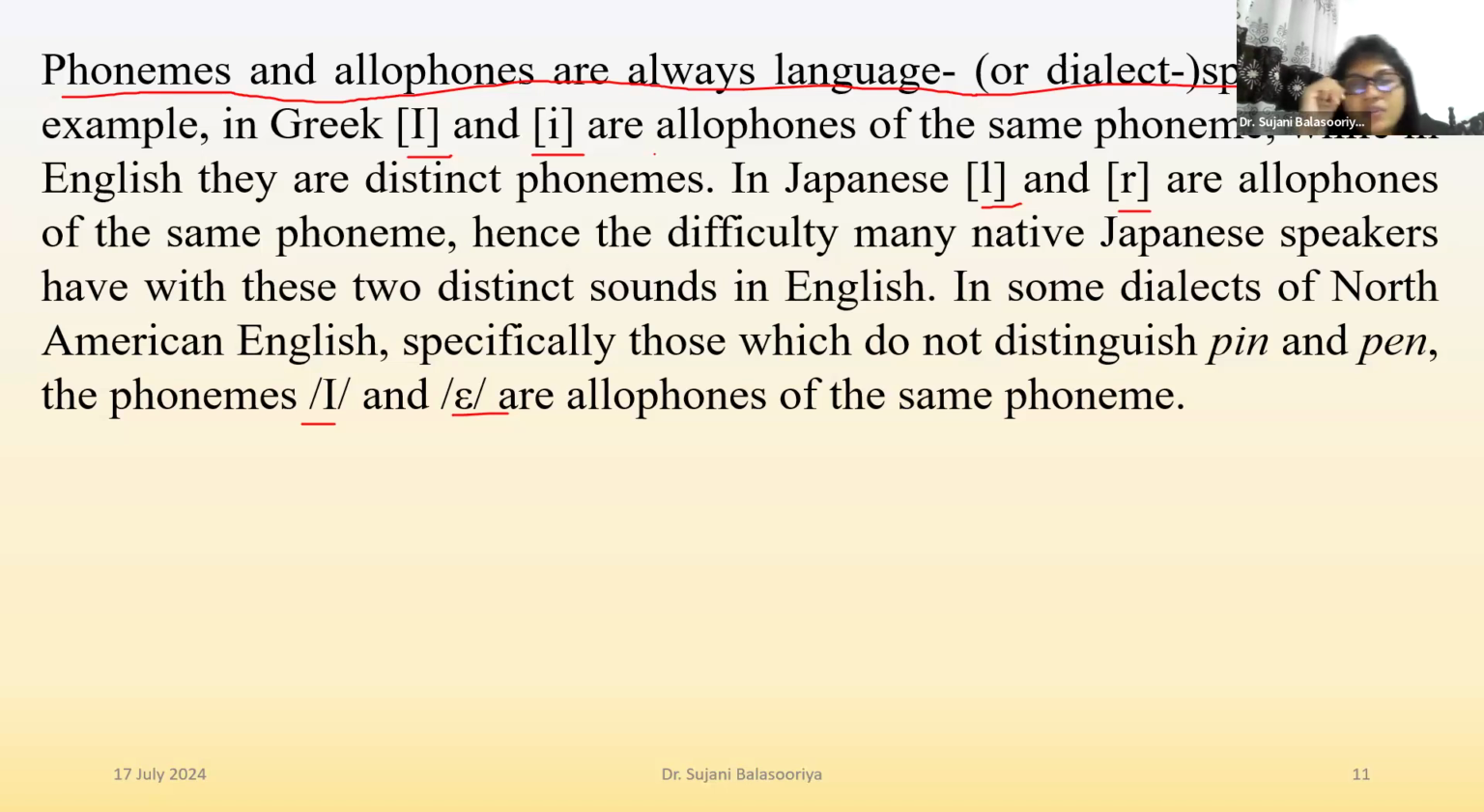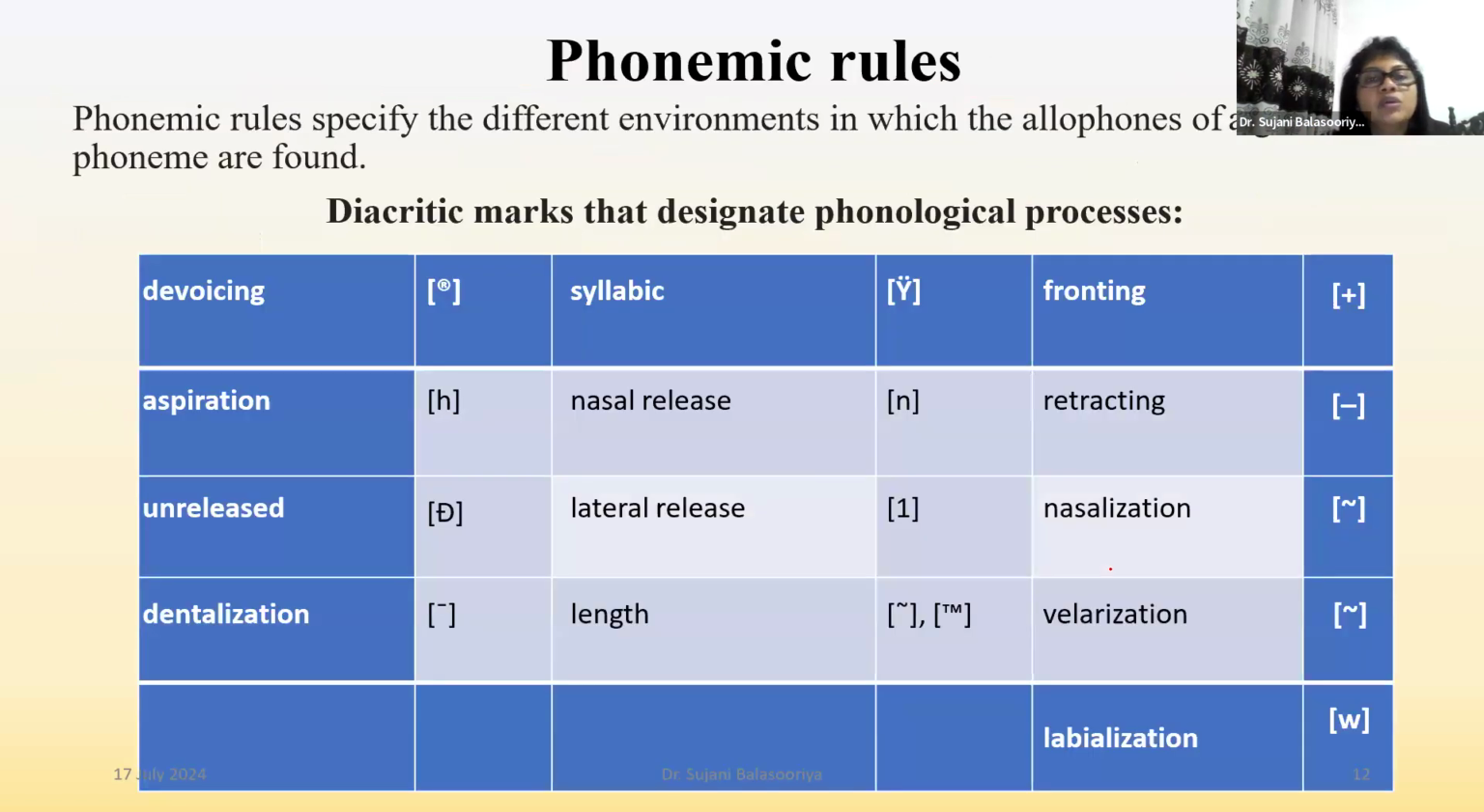Because phonemes and allophones are language or dialect specific, phonology is language or dialect specific. That's why we have Sinhala phonology, English phonology, Tamil phonology, Japanese phonology, Greek phonology. Likewise, we can identify the phonology of particular languages. But we never say English phonetics, Sinhala phonetics, Tamil phonetics. No. Phonetics does not depend on a particular language. It is mostly common.